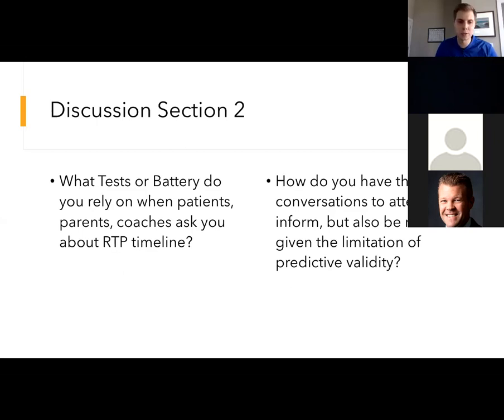We're really good on time here, so hopefully individuals can really detail what they do first and foremost, what tests they rely on for prediction of injury, or if there's anything that we didn't mention. And then I thought it would be worthwhile to talk about how we navigate these conversations with parents and coaches, realizing that there is limited predictive validity in a lot of these tests. But at the same time, we do need to give coaches ideas of when their players are getting back. So with that, I'll open up to anything discussion-wise.